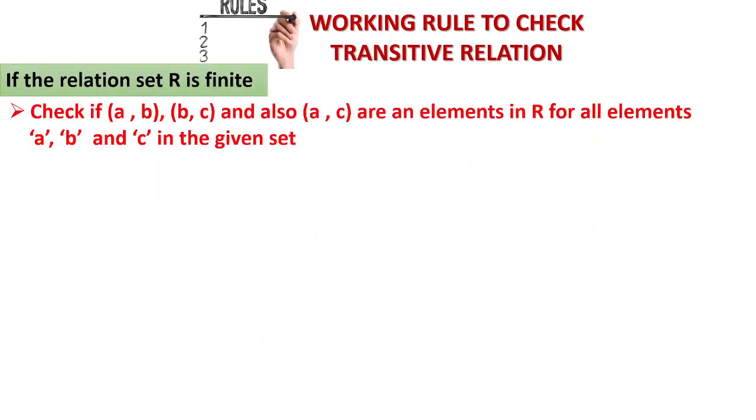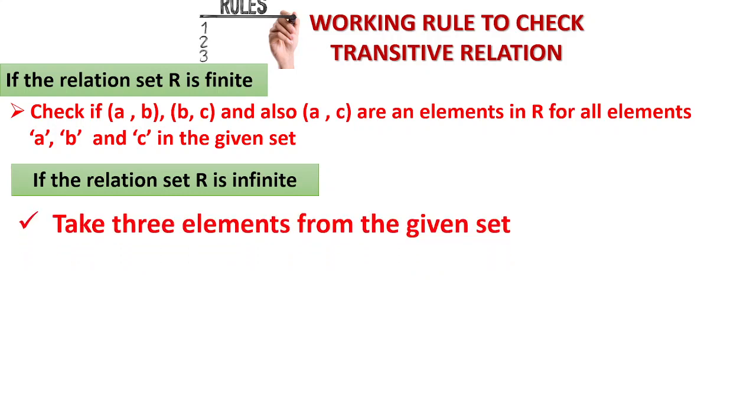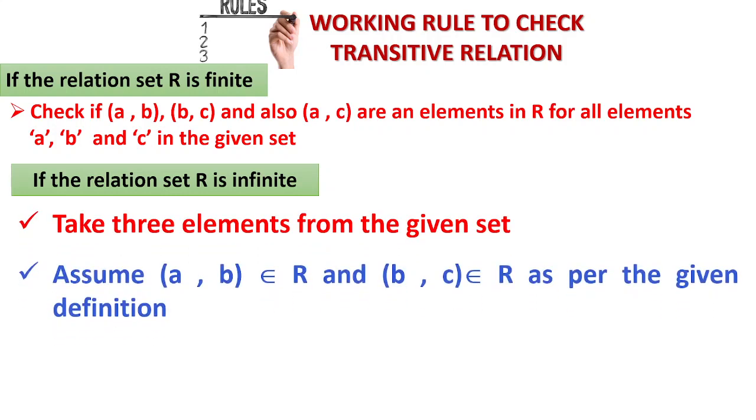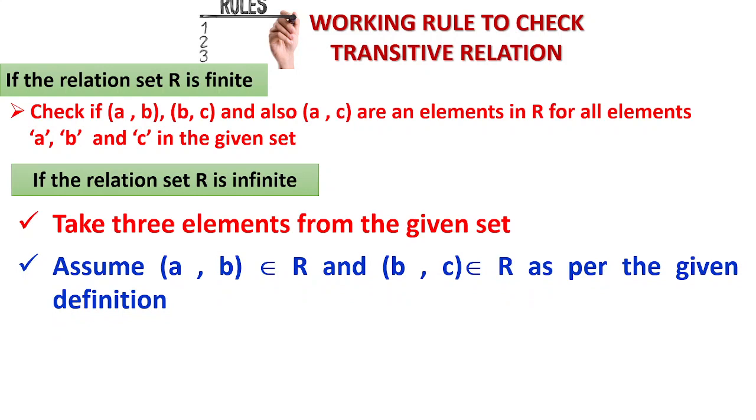If R is finite, check whether A comma B and B comma C, and also A comma C, are the elements. If all are elements, then it is transitive. Check whether A comma B, B comma C and A comma C are available. If A comma B and B comma C are available, A comma C should be available. Okay, well, if it is infinite, take three elements.